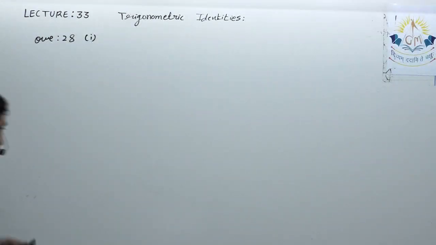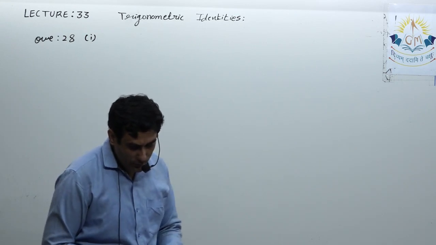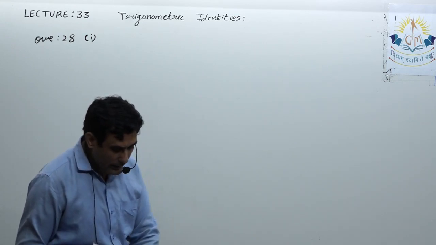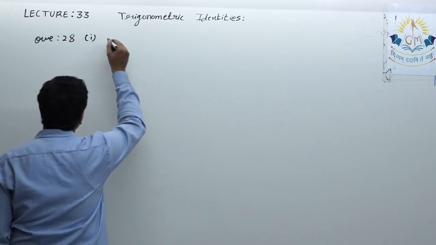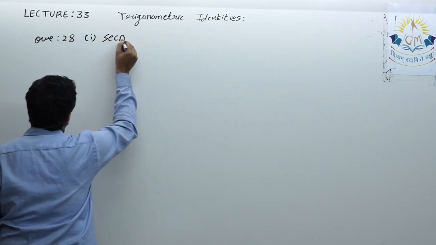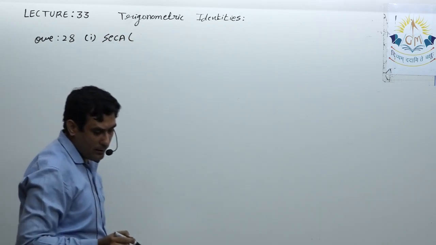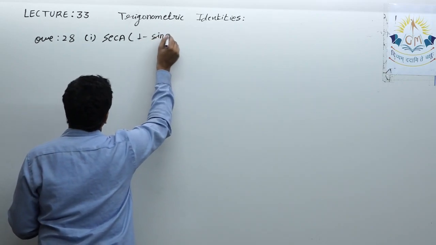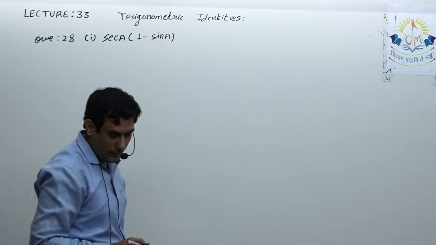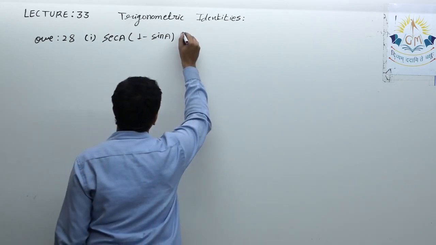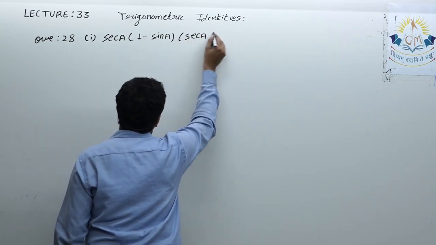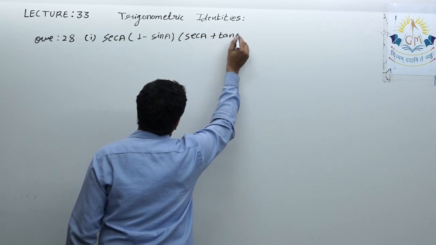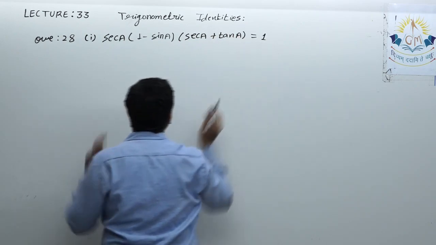Okay, let us start the first question. We have to prove sec A multiplied by 1 minus sine A multiplied by sec A plus tan A is equal to 1. We have to prove this.